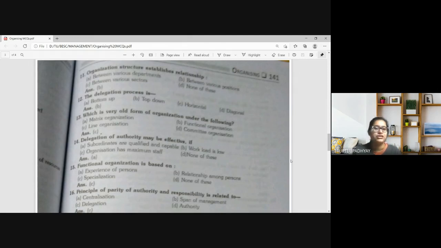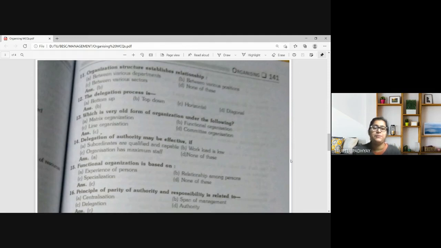Line organization. Next one, delegation of authority may be effective if A, subordinates are qualified and capable, B, workload is low, C, organization has maximum staff, and D, none of these. Delegation of authority is always effective when the subordinates are qualified and capable to do the work which is being delegated to them.